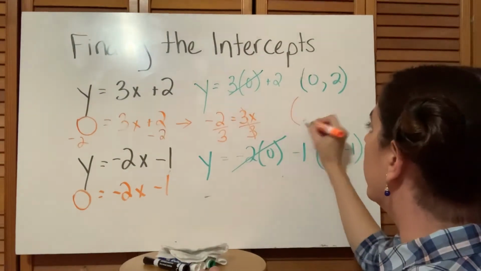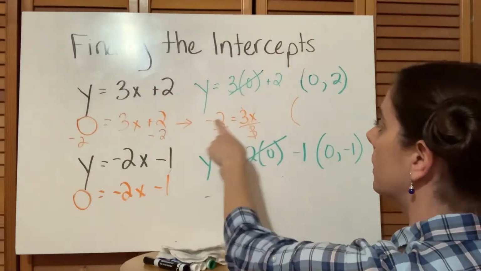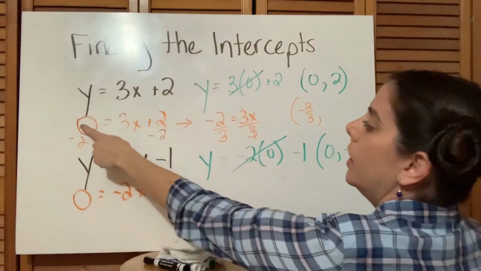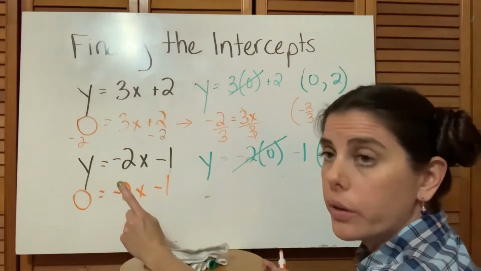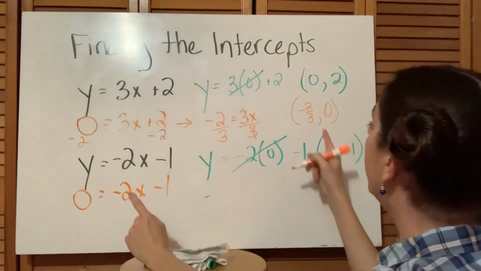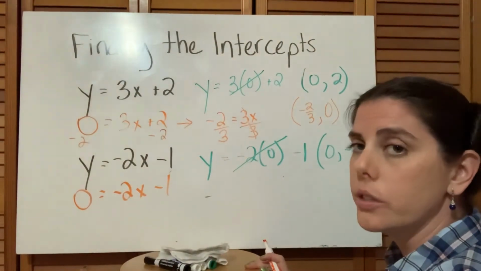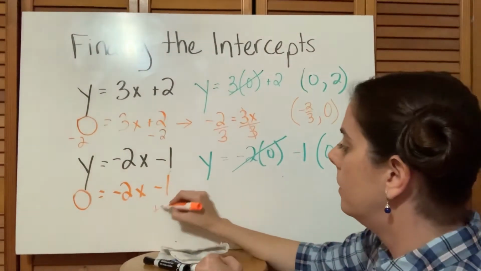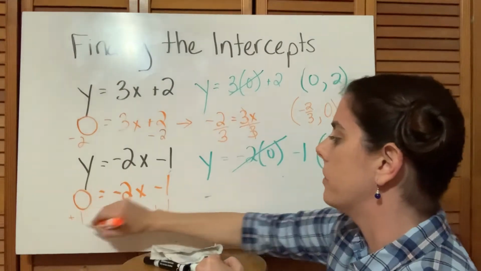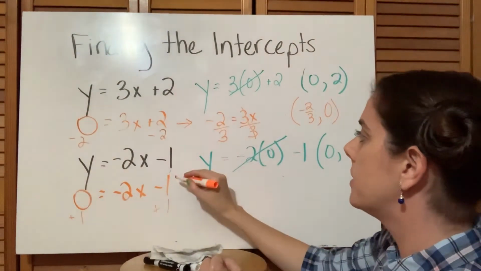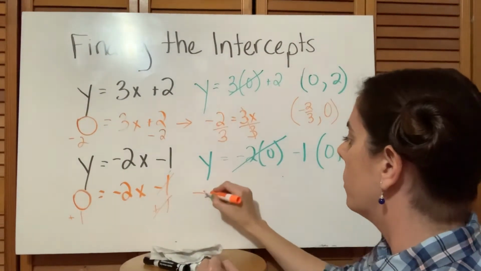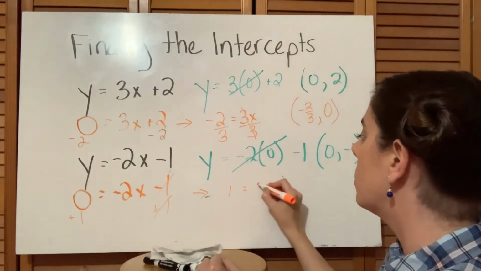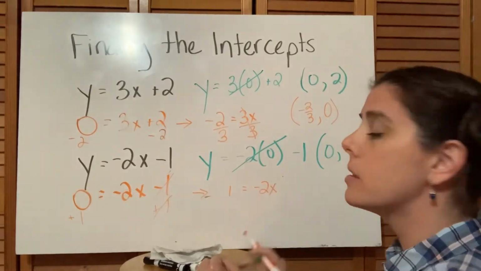So our x equals -2/3. And what did y equal? Well, we substituted y with a 0, so y would be 0. So this would be our x-intercept. We'll practice it with this one. Again, we have to use our properties of equality. We'll add 1 to both sides, so these will cancel out. We can rewrite this equation as 1 equals -2x.